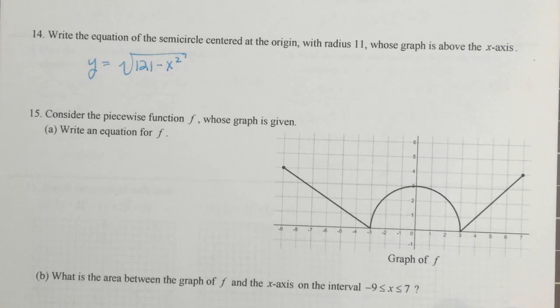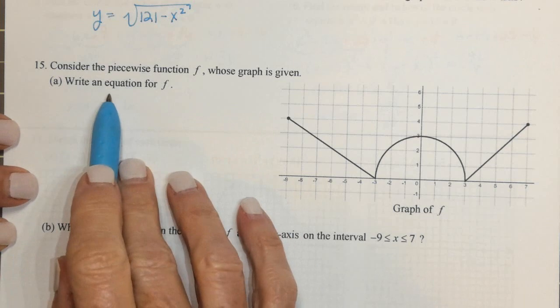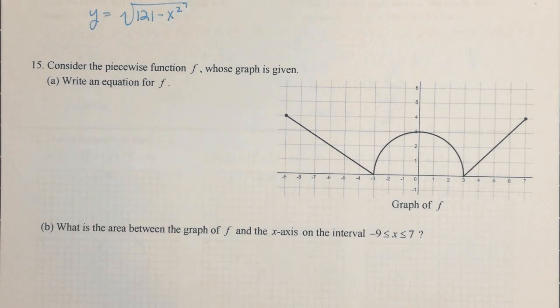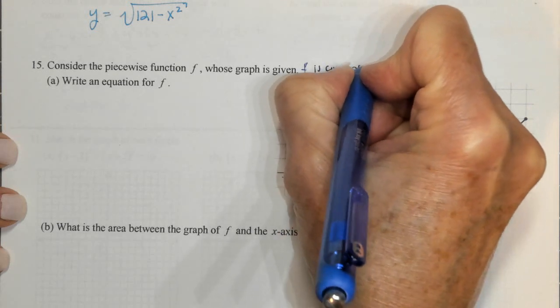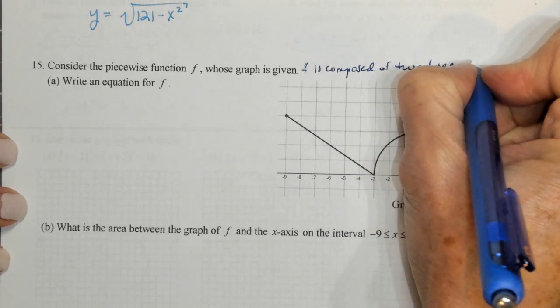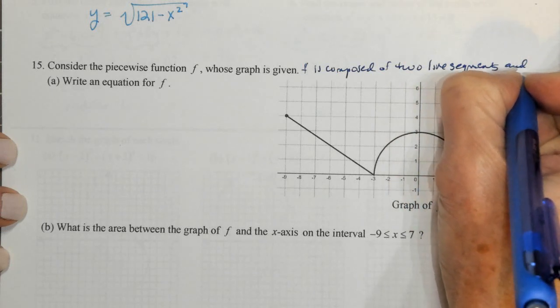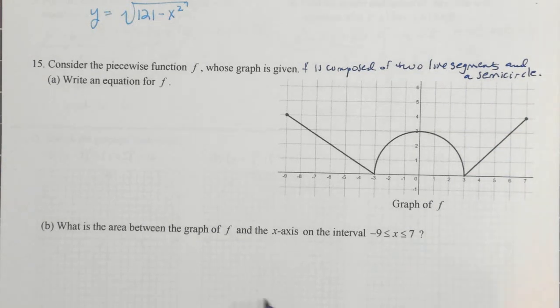So let's consider this piecewise function whose graph is given. We want to write an equation for this piecewise function. It has 3 pieces, and I truly, in this problem, I should have said f is composed of 2 line segments and a semicircle. I need to say that because we cannot make that assumption. Even though it looks like a semicircle, we cannot assume it's a semicircle unless we are told it is.